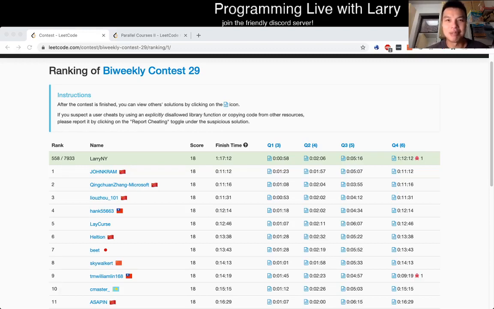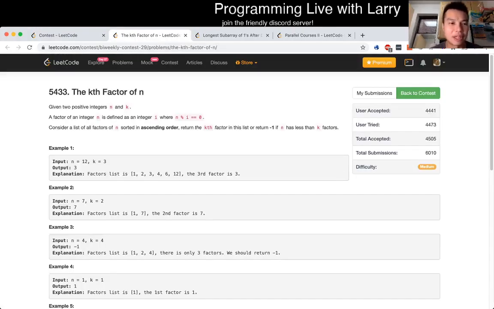This is one of the prompts I saw for the bi-weekly contest 29. I'm gonna put the explanation in the beginning, and then I'm gonna do the live coding of it afterwards. Let me know what you think about this format. I'm still playing with it, and here we have Q2, the kth factor of n.